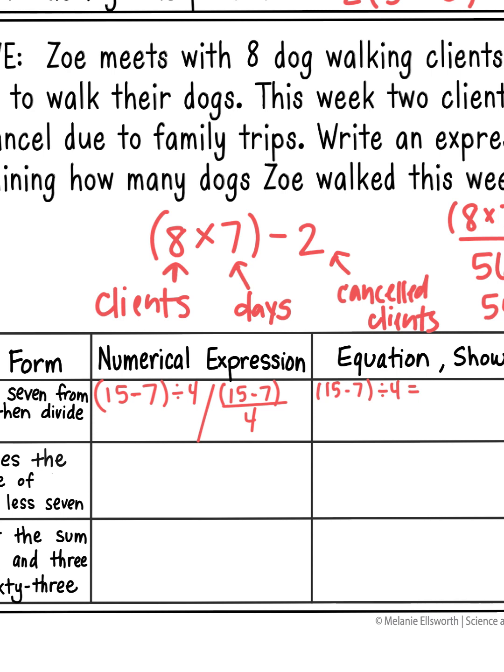Now I got to solve in order of operations. So I'm going to do parentheses first. So that equals 8. Bring down what I haven't used yet. And this is going to equal 2. So my final answer is 2.